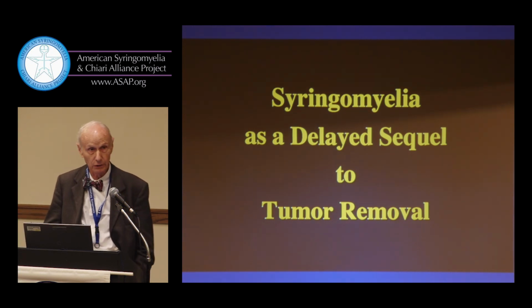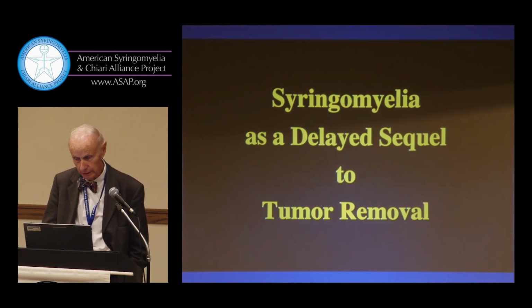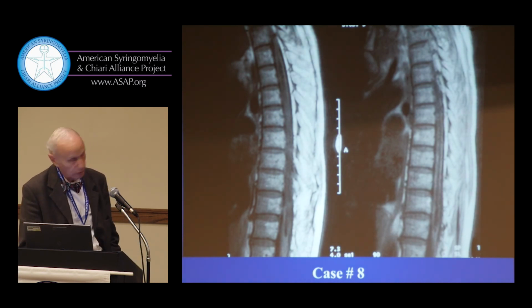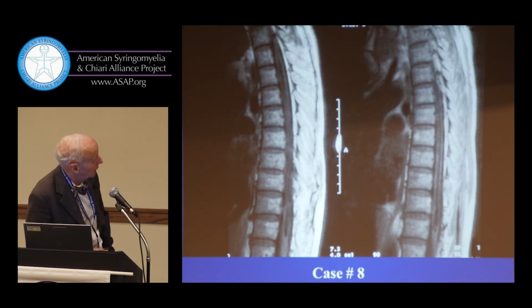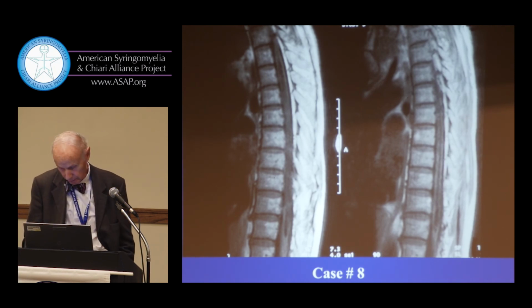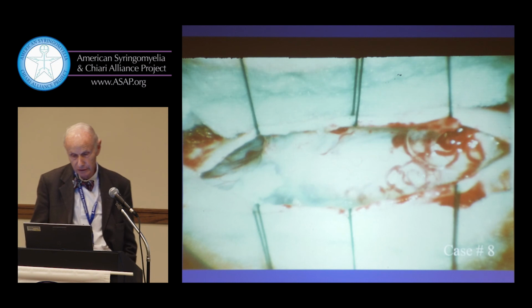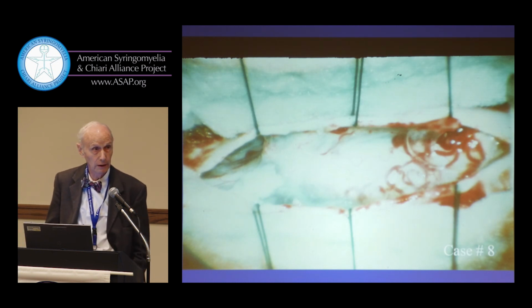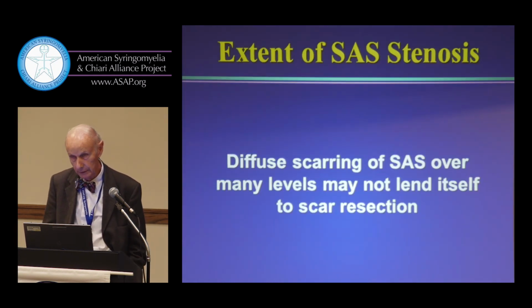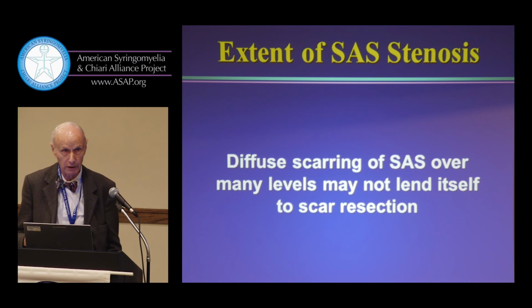Syringomyelia, as I said, can also result from surgical trauma. This is a patient who had had a tumor removed, spinal tumor removed, and she has a syrinx cavity right here. And when we looked at this surgically, there is scar in the subarachnoid space at the site of her tumor removal, and we excised that scar.